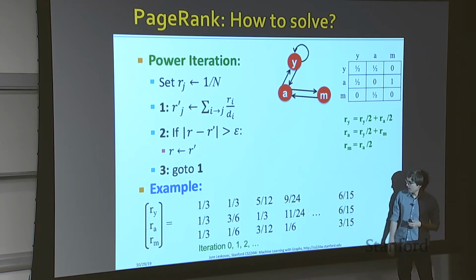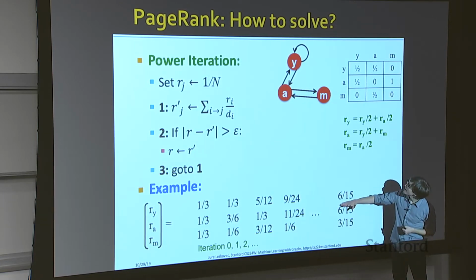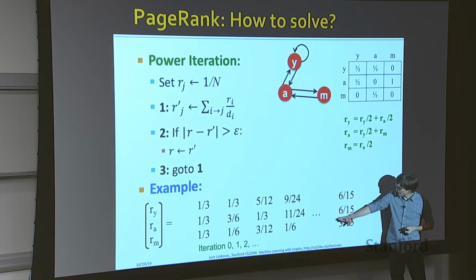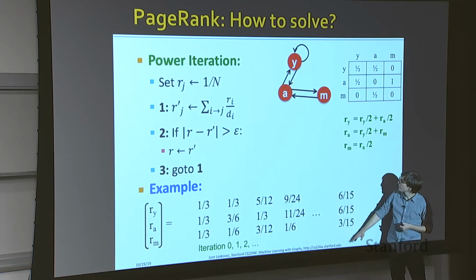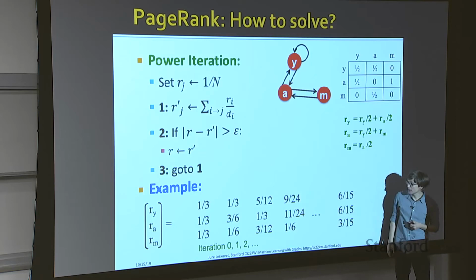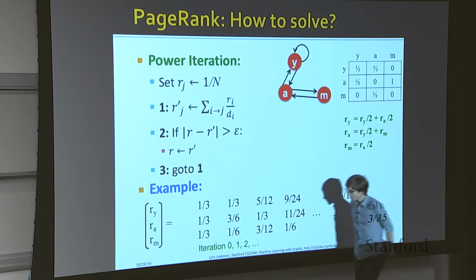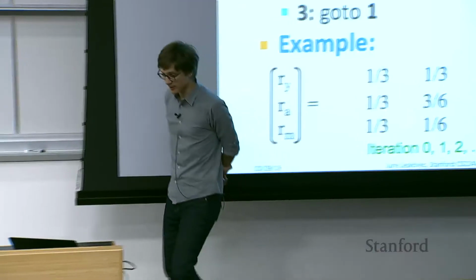These are now my importances. So page Y has importance 6/15. Another page, A, has importance 6/15. And page M has importance 3/15. Okay? This is how this would work.